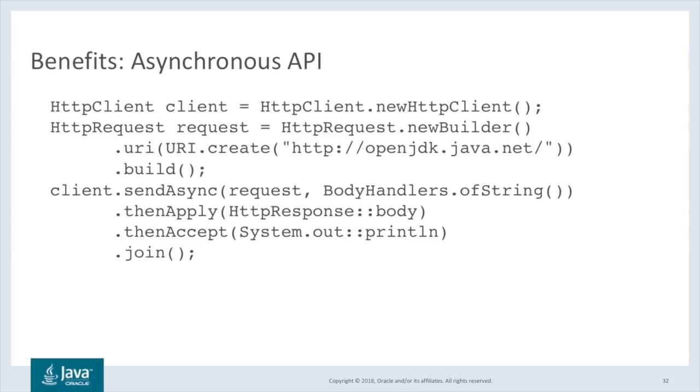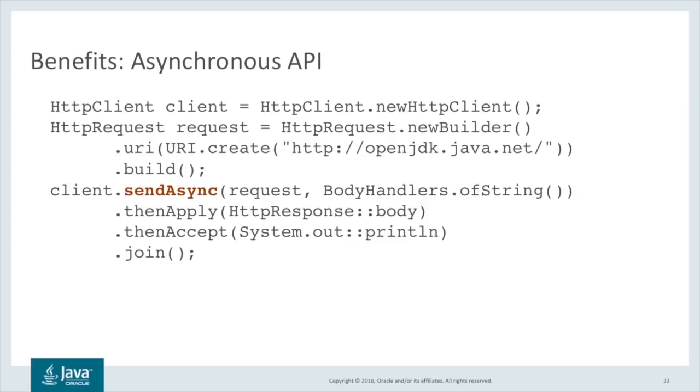The HTTP client supports an asynchronous mode of operation. Requests sent with the sendAsync method return a CompletableFuture of HTTPResponse. CompletableFuture provides a number of methods for building chains of dependent actions that can be run either synchronously or asynchronously. In this example, sendAsync is given the request to be sent and also a body handler that converts the response body bytes to a string.